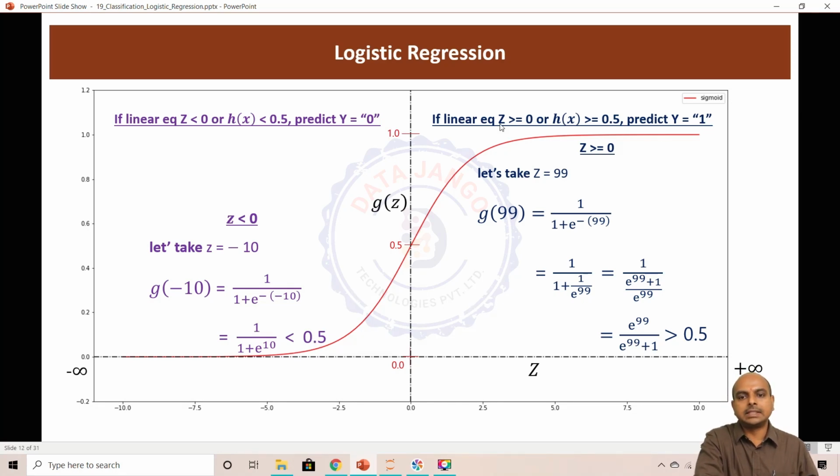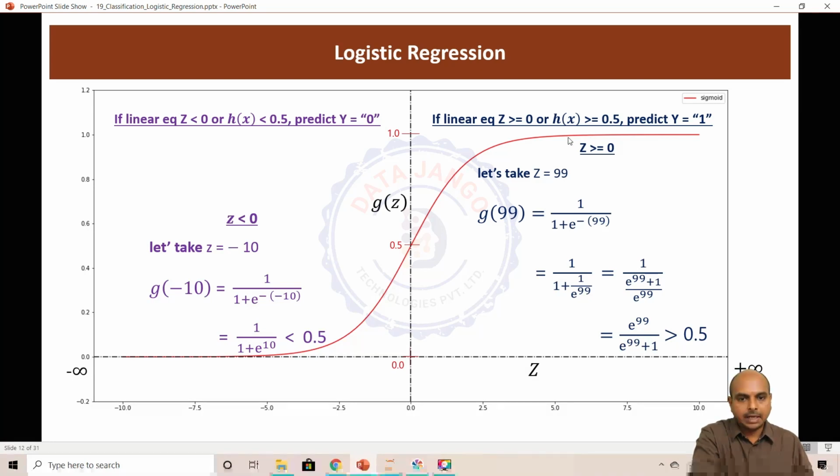And if you take the z value as greater than or equal to 0, a positive number like 99, and substitute it, it's going to be e power 99 by e power 99 plus 1. It is definitely going to be greater than 0.5. For z equal to 0, e power 0 divided by e power 0 plus 1 is 1 by 2, equal to 0.5. And if you take 2 by 2 plus something, it's definitely going to be greater than 0.5.